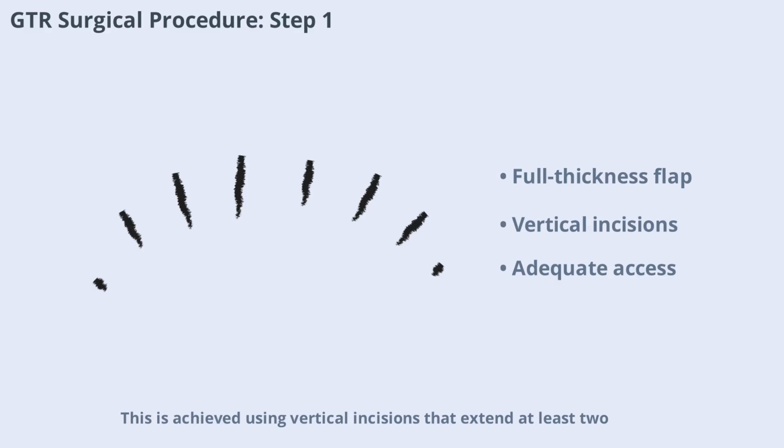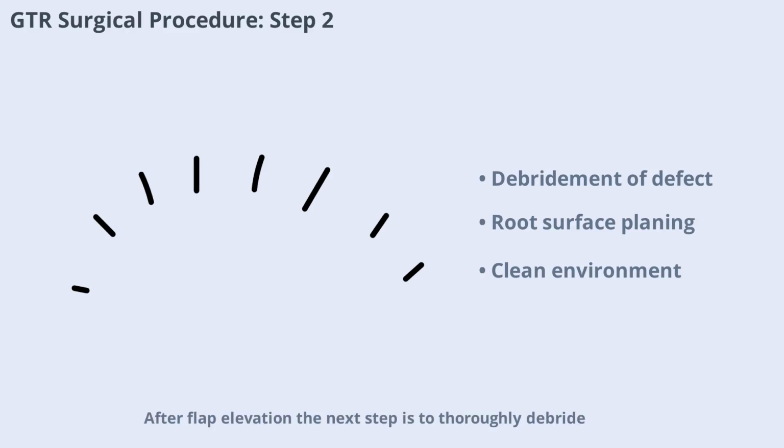This is achieved using vertical incisions that extend at least 2 teeth anteriorly and 1 tooth distally to the tooth being treated. This approach provides adequate access and visibility, ensuring that the defect area can be thoroughly debrided and prepared for membrane placement. After flap elevation, the next step is to thoroughly debride the osseous defect and plane the root surfaces. This ensures that all granulation tissue and bacterial deposits are removed, creating a clean environment for regeneration.